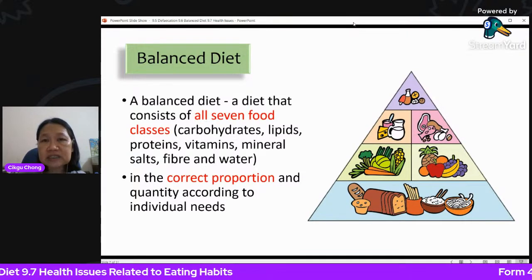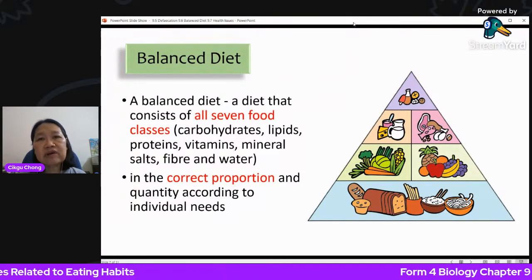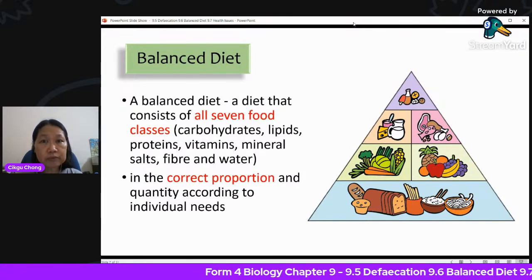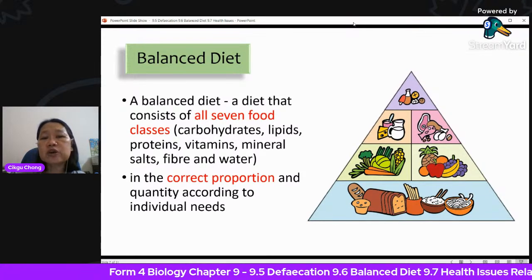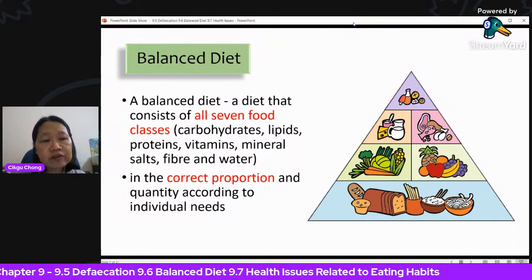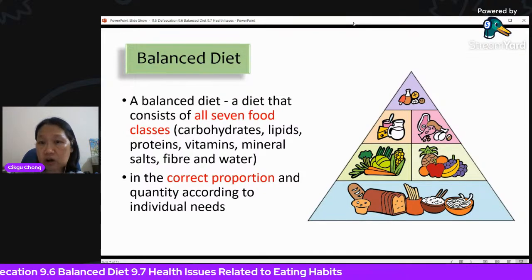Are you a very active person? Or are you a person that sits around the whole entire day and you're just using your fingers to do computer work? Okay, depends on what your needs are. So it must be able to fulfill your dietary needs in the correct proportion.